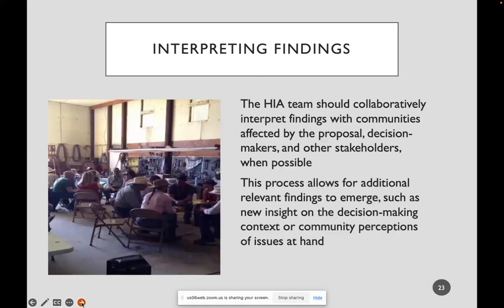Whenever you've got your qualitative and your quantitative data, and you want to start interpreting those findings, make sure that you're doing this with the community, that you are working also with decision makers and stakeholders. A lot of times we talk about working with the community and getting their input, but we don't talk a great deal about working with the people who are going to be making the decision and the people who are going to be implementing the decision.